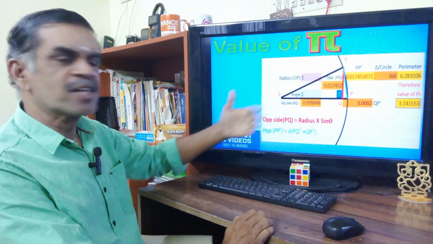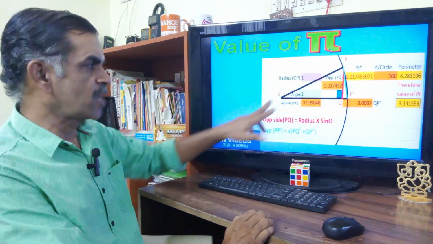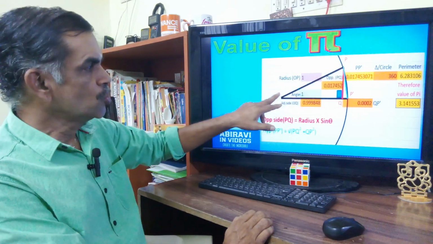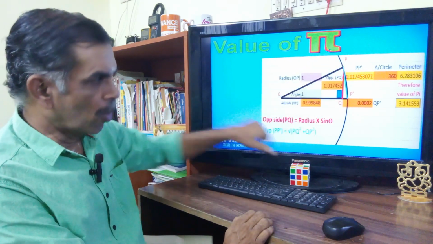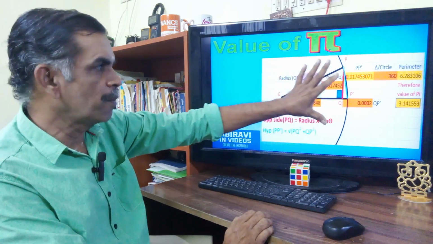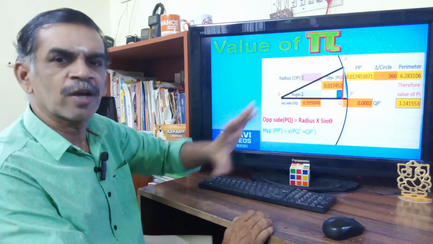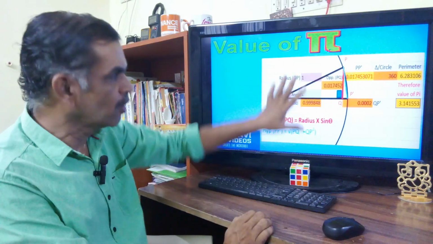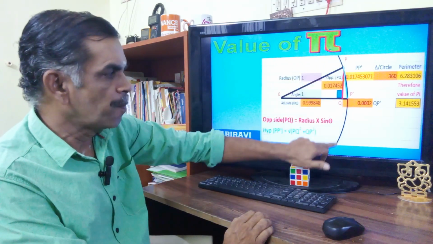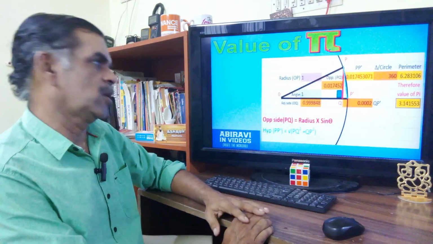Now let me explain how I have made this. First, I have drawn a circle with radius OP. O is the center, P is on the border. This is a close-up of only a part of the circle, not the complete circle. For our calculations and understanding, this area is enough. This is the center of the circle, this is the border of the circle, and OP is the radius of the circle.